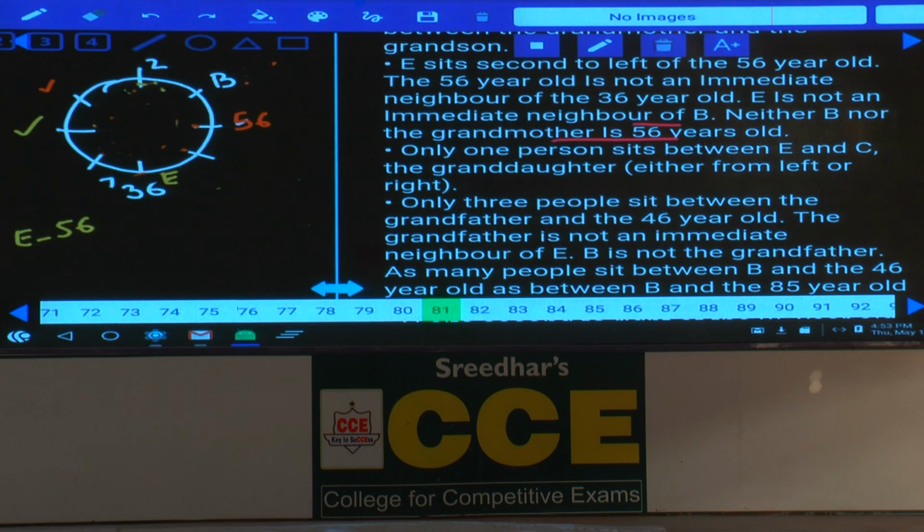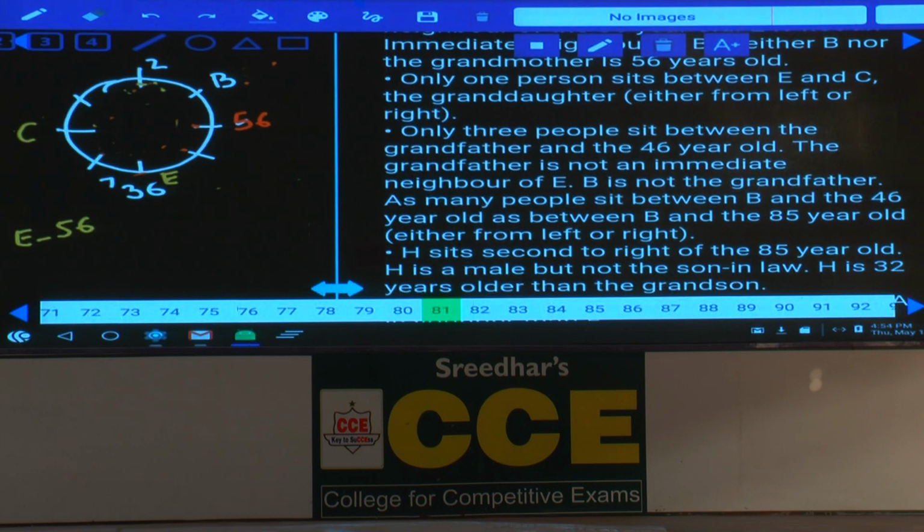Now this C cannot be 56 because grandson is 36. This C must be lesser than 36. Hence this C cannot be 56. Hence where should this C be? C must be here. Are you following this one or not? Then only one person sits between E and C. C the granddaughter means what is the number here? Number is 8. C is 8.